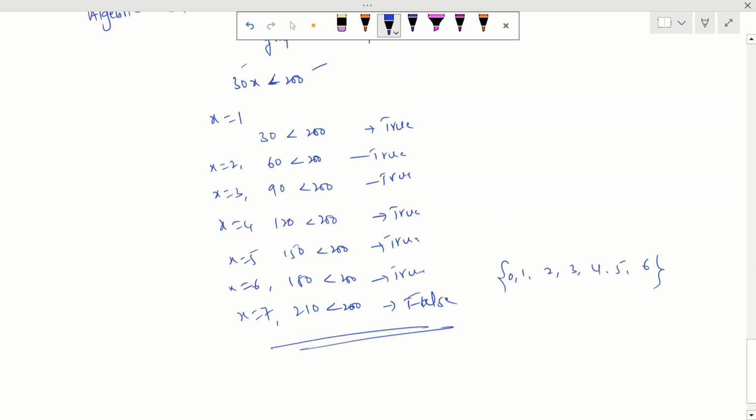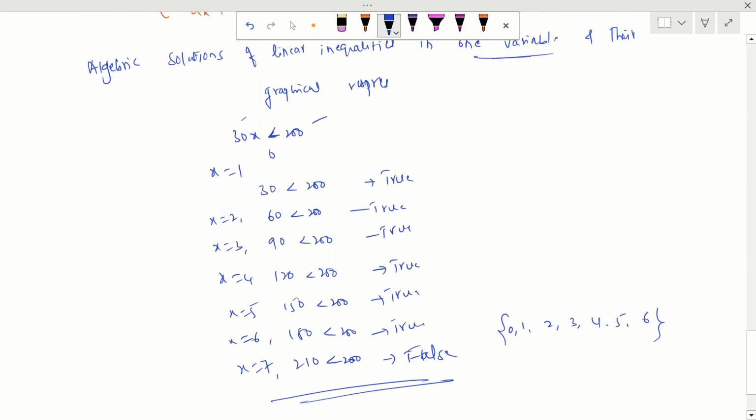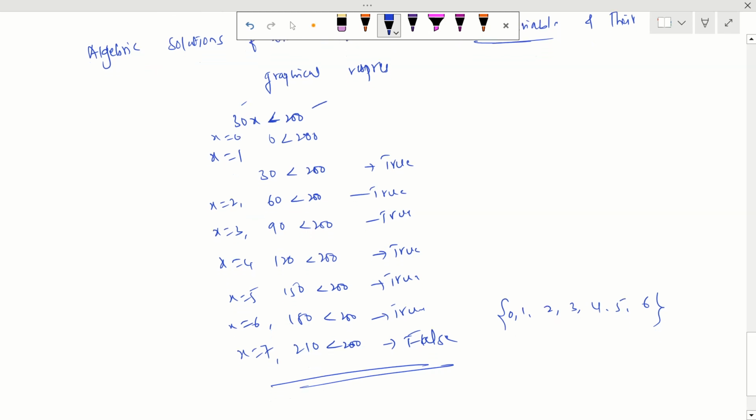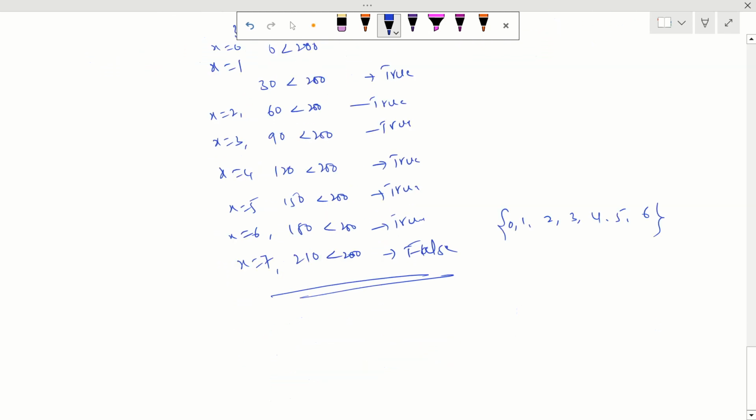So when we put the value 0 here, 0 is less than 200, right? And these are the solutions of these equations, right? The solutions of 30x less than 200. So this is the solution set of this inequality, right? It is called a solution set of this inequality.